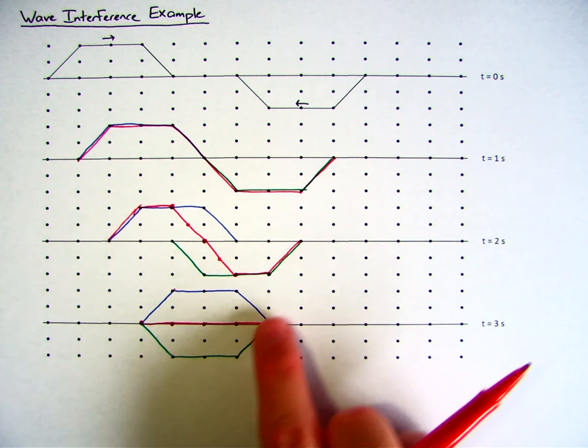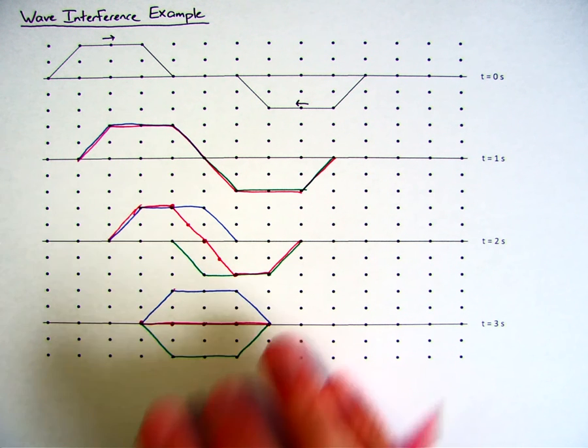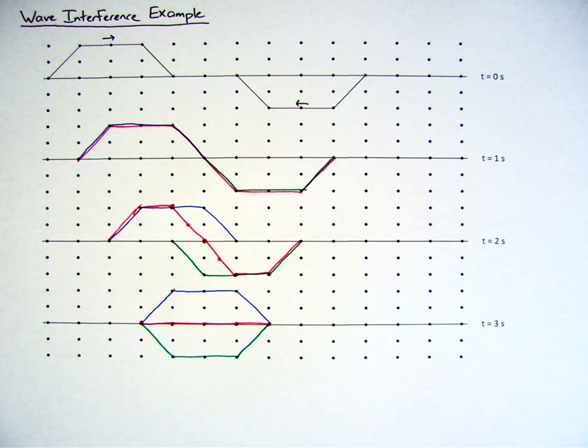So this is where it's completely destructive interference. They're completely canceling each other out. You would see absolutely no wave at that spot. So hopefully that gives you a little bit of insight as to how to draw on these waves when you have constructive and destructive interference.